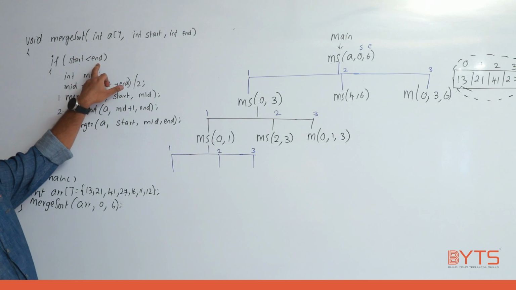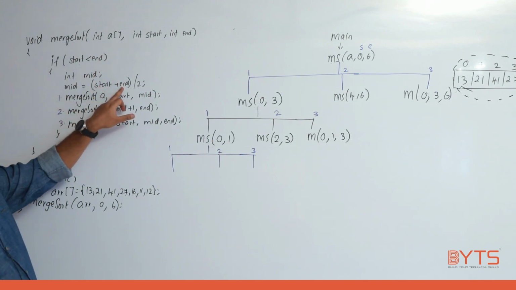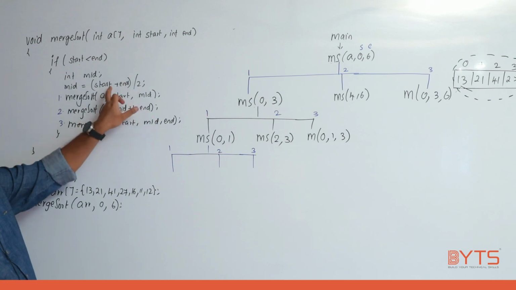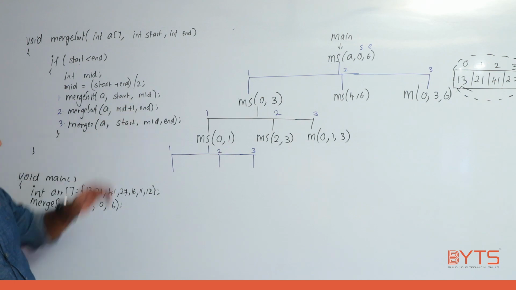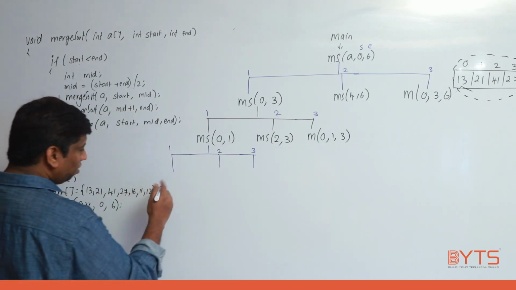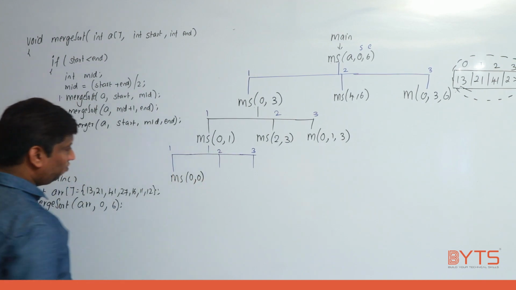0 less than 1, true. Come here. Start value is 0, end value is 1. 0 plus 1, 1, 1 by 2 is 0, right? So mid value is 0. Start value is 0, mid value is also 0, right? So what is the first line? Merge sort of 0 comma 0.